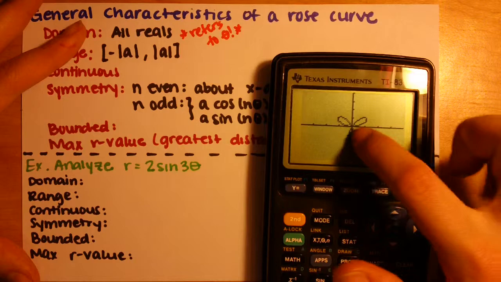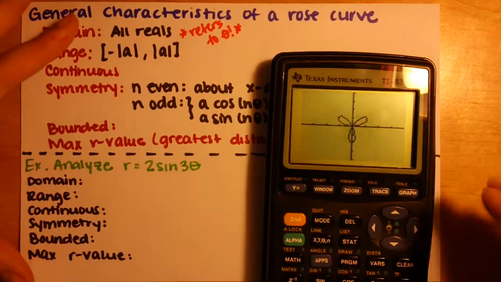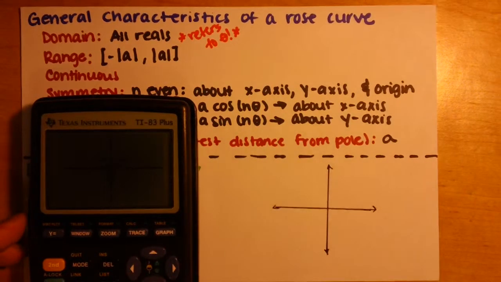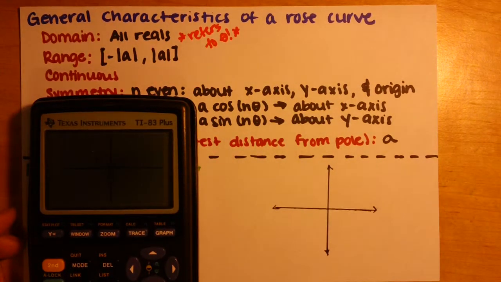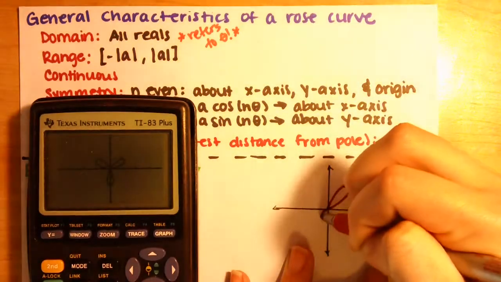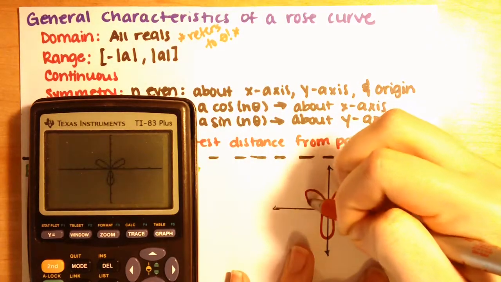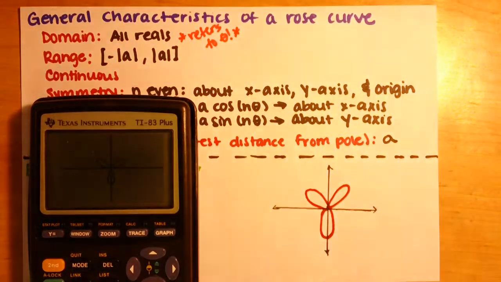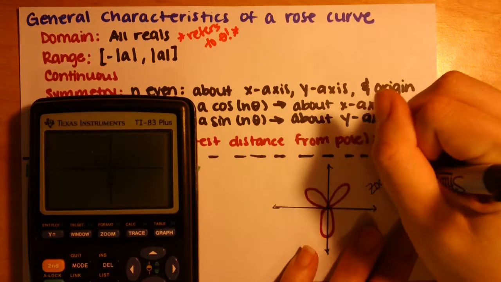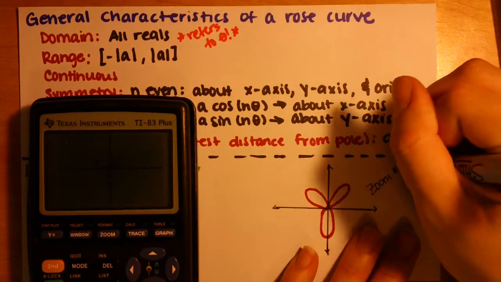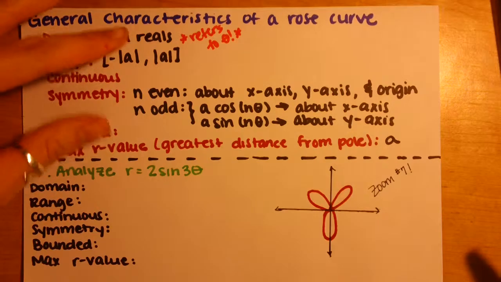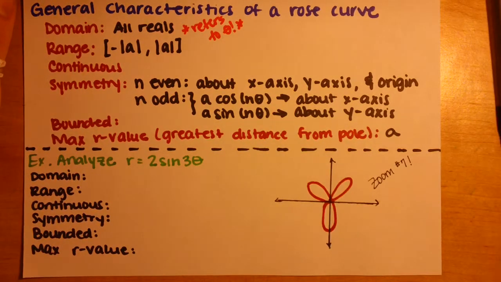So we can see that this graph looks almost like a clover. So n is odd, it's got 3 petals. So we can draw this right in here. Looks something like that. So I used zoom 6 or zoom 7 to get that window. So now that we have our graph, we're going to look at the domain. So the domain is going to be all reals.